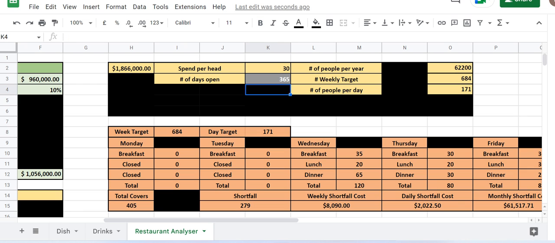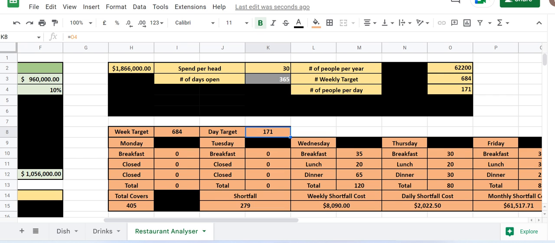If you open every day, great. It will lower this here. So you've got 684 people per week, which turns out to be 171 per day. Now, you'll see that those numbers both drop down here. This venue is closed on Monday and Tuesday. You can see in the end that we've got a shortfall here, but we'll go over it quickly.